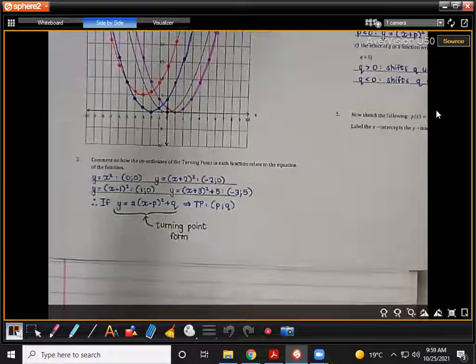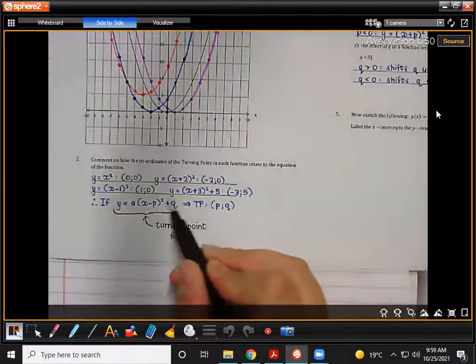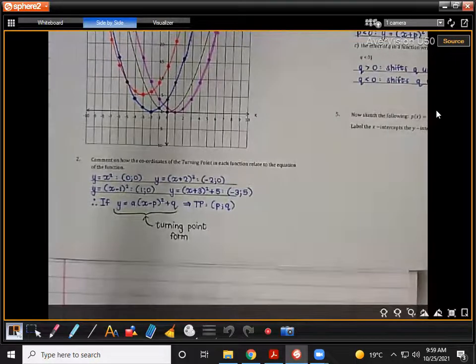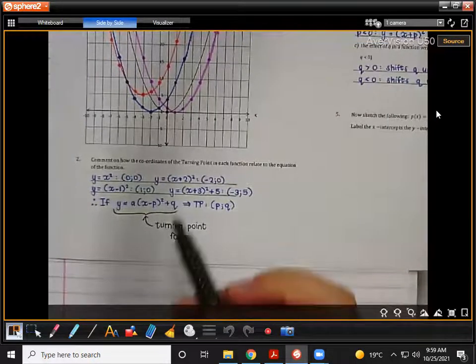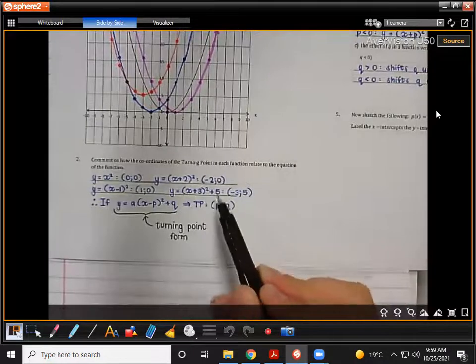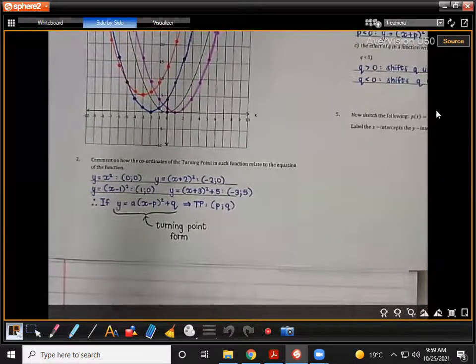That's why I made it x minus p in the bracket and then positive p in the actual coordinates. And then whatever your q value is, this is the same letter as last year. You did use q for shifting up or down. Whatever that q value is, that is the y value of your turning point. But you don't change the sign for that one. It's just the x one that changes its sign.